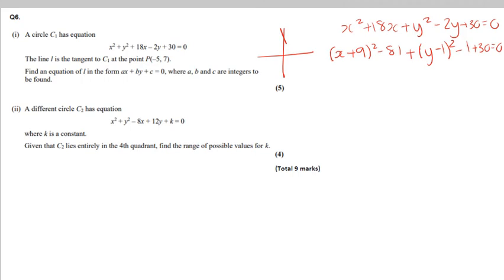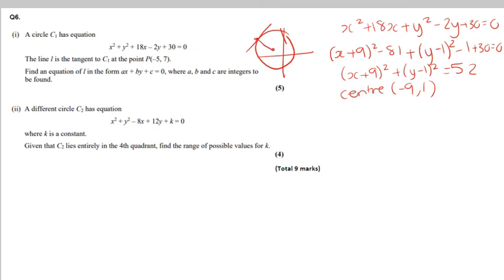And if you rearrange that, you've got x plus 9 squared plus y minus 1 squared equals, what have we got? Minus 81, take away 1 plus 30 equals 52. So our centre is minus 9, 1. So if I go to minus 9, 1, here's the centre of the circle. And I've got the point minus 5, 7. Okay, and that's where my tangent is.